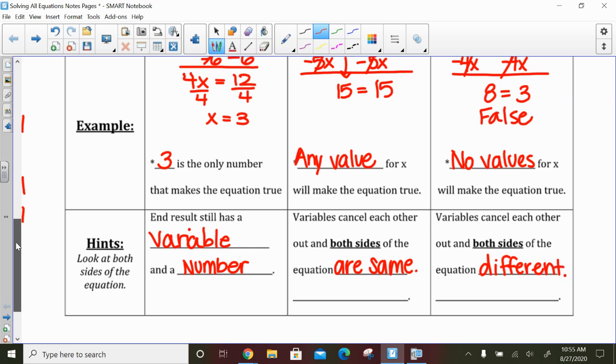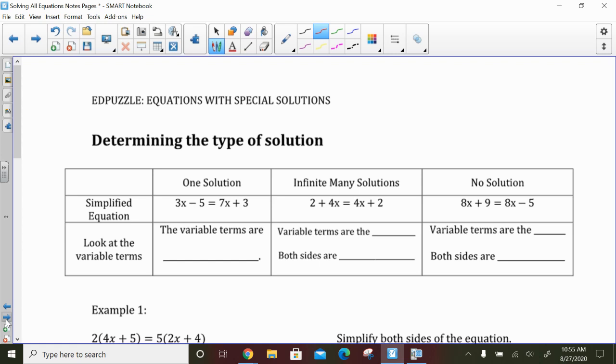Okay, so that's kind of how you can do a quick look to see what type of solution you will have. Okay, so let's take a look at some of the examples. So determining your type of solution. All right, if I have 3x minus 5 equals 7x plus 3, I can look at that and say, I'm going to have one solution.